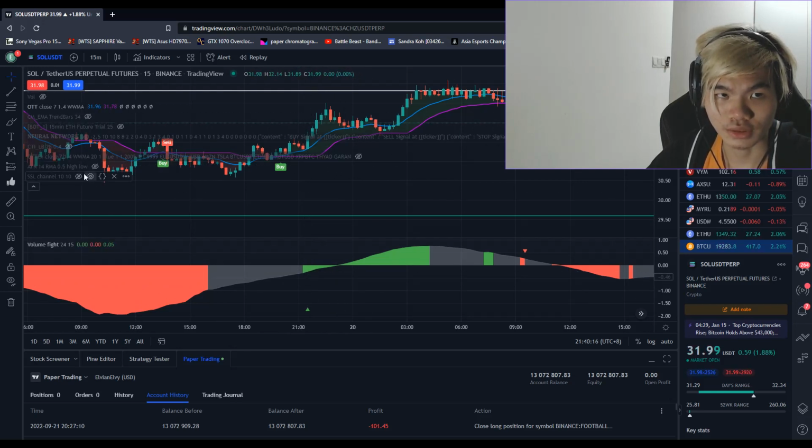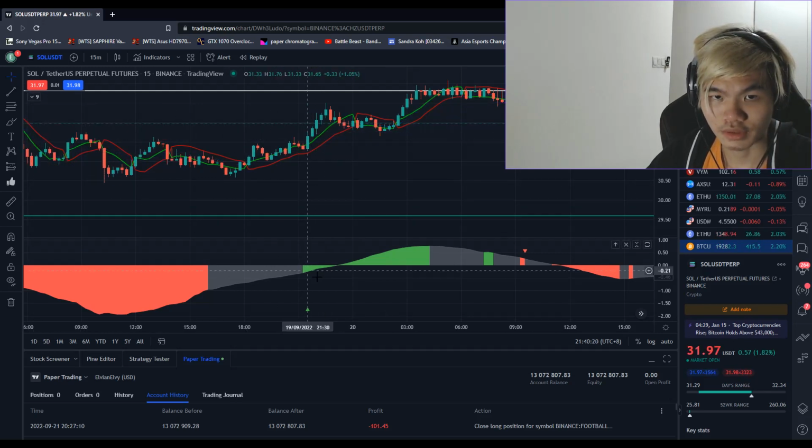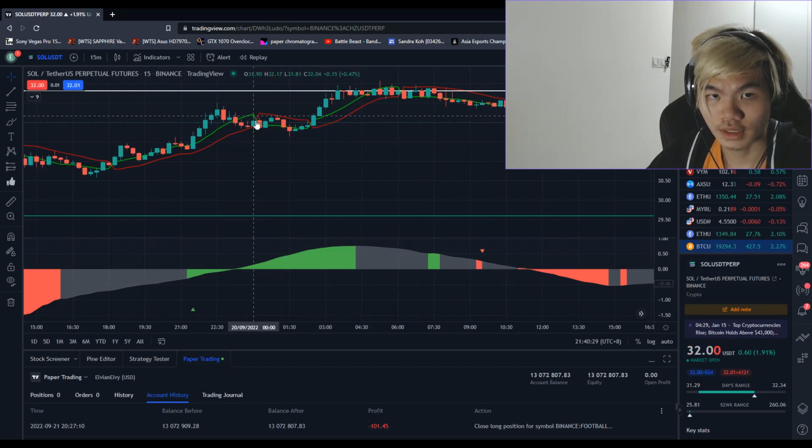We can look at the SSL channel. Let's turn this off, and we could still have gone long here because it was above it. And here we could have seen a short, a false signal here, that helps you invalidate it off this. So this would not have happened.